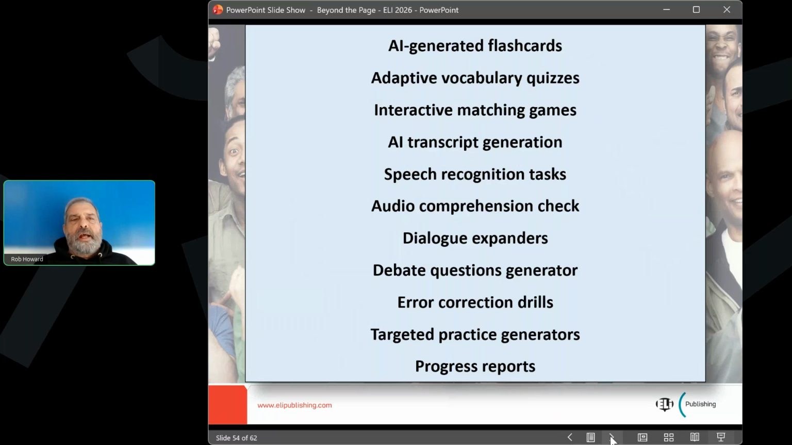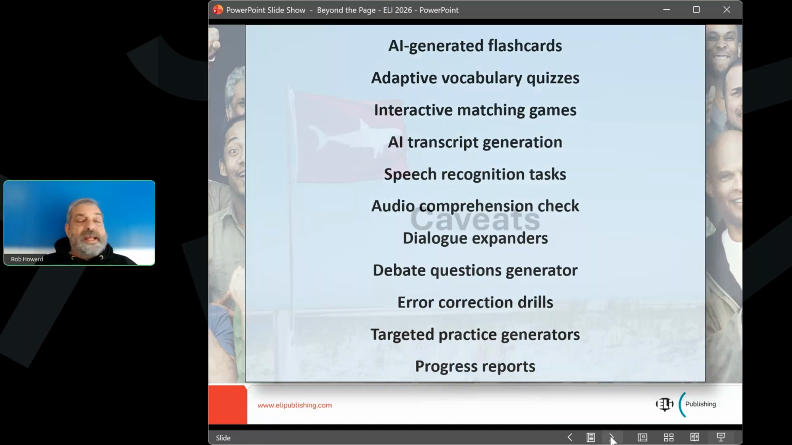These are just some basic ideas. AI generated flashcards, quizzes, matching games, transcripts, speech recognition, dialogue expanders, debate questions, error correction, progress reports. Take a look at the PDF. There's so much we can do with AI to augment what we have in the course book without giving up our classroom to AI. Again, keeping us the focus.